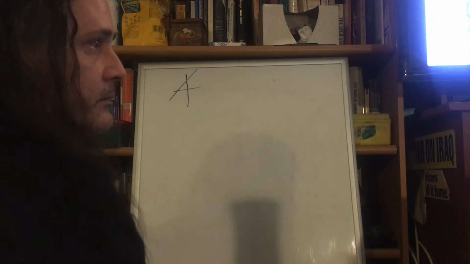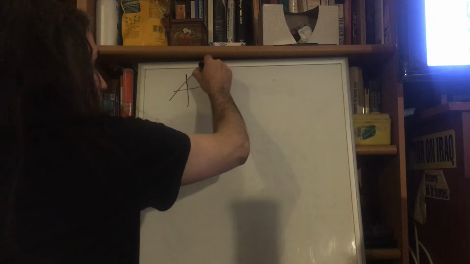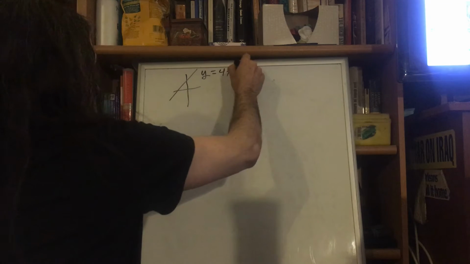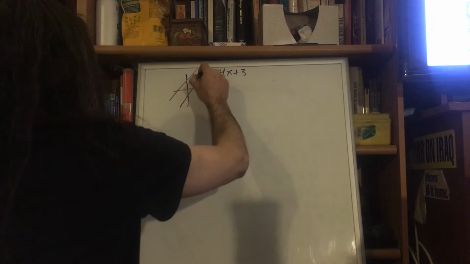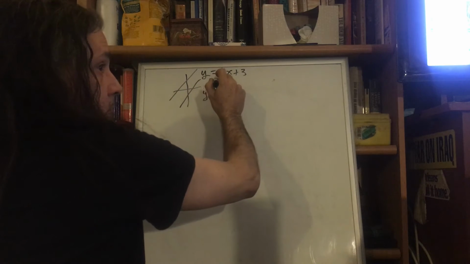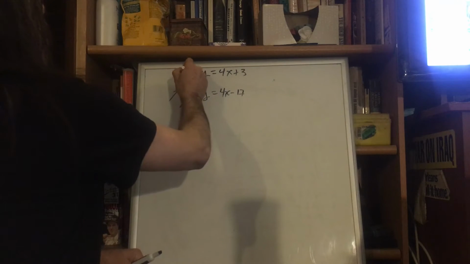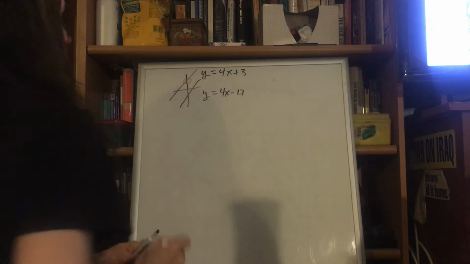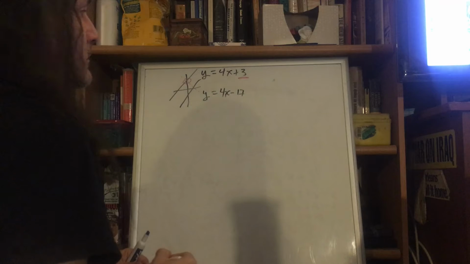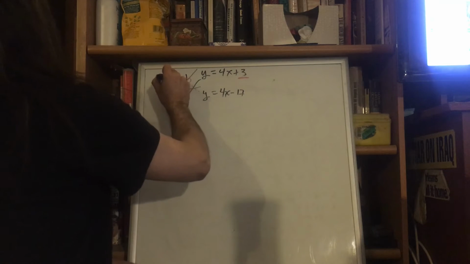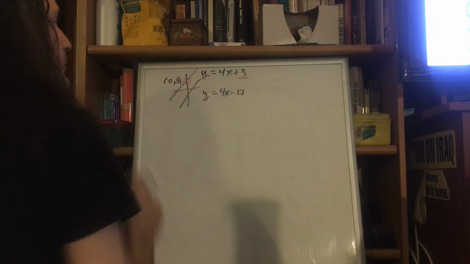Alright, so we got these two lines, right? One of them has a y-intercept of 3, and that's going to be y equals 4x plus 3. And the other one has a y-intercept of negative 17, and that's going to be y equals 4x minus 17. So what we want to do is use the perpendicular line, and we might as well go through one of the y-intercepts, right? So we're going to find that y-intercept, which is this. Okay, so we're going to go through 0, 3 with a perpendicular line.